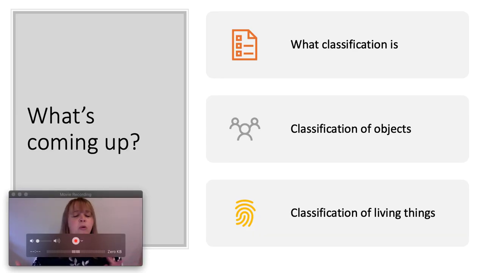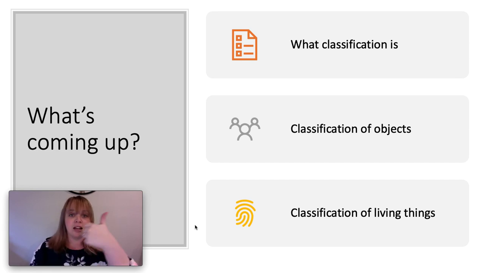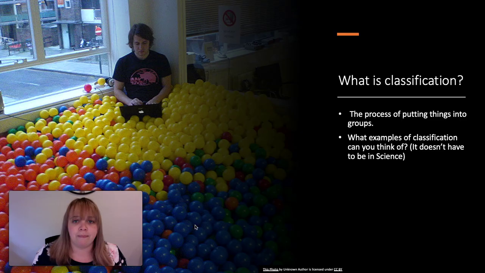So what's coming up? What does that mean? We're going to see what is classification. We're going to see how do we classify different objects. What's the classification of living things? Okay, so three different things. Classification in general. What does it mean to classify objects? And then we're going to classify living things.